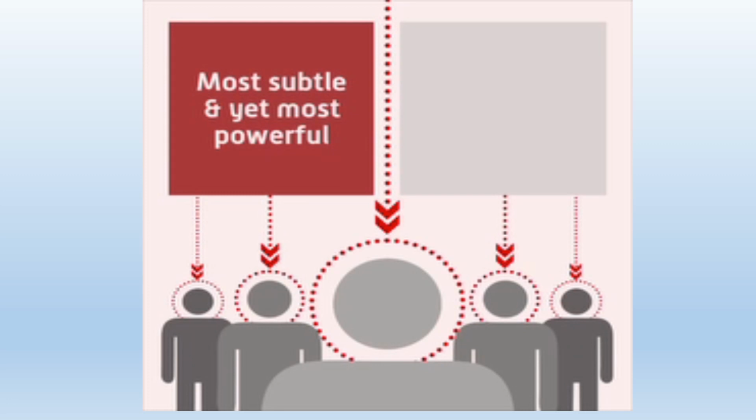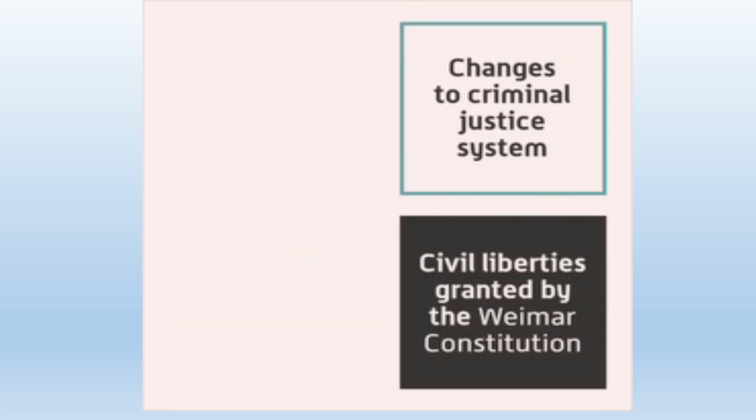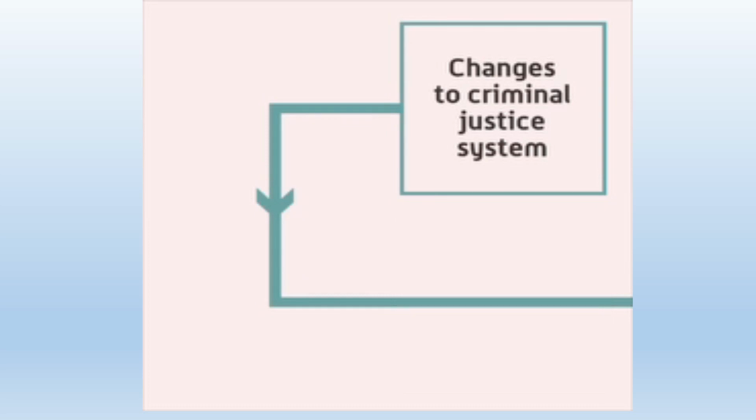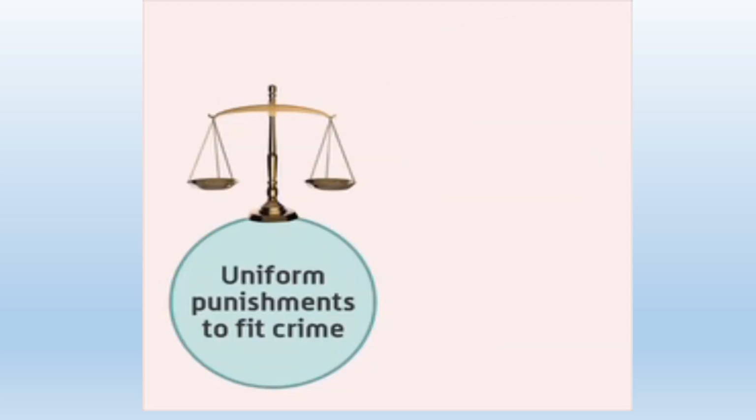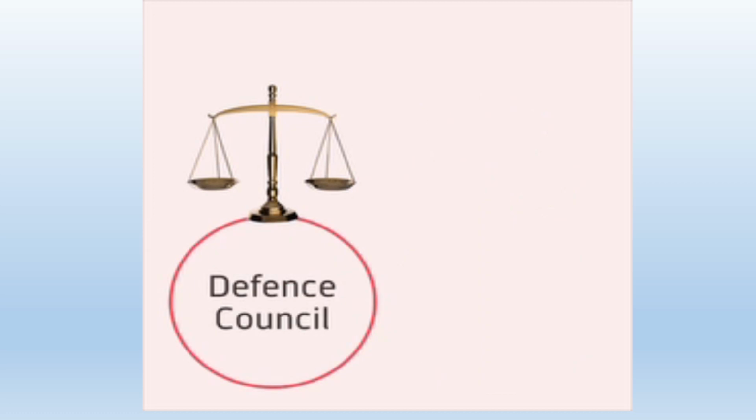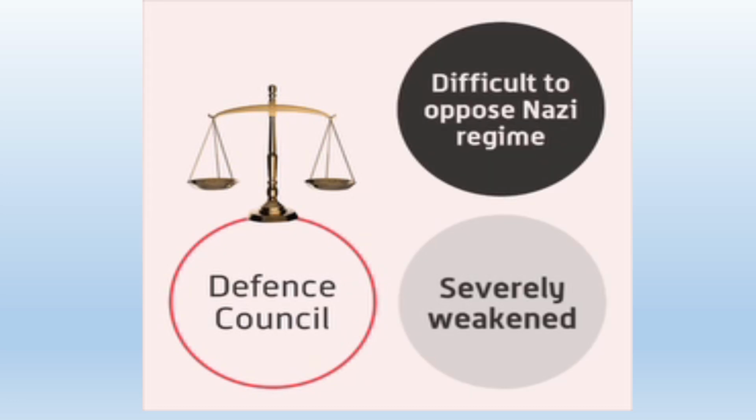Perhaps the most subtle and yet most powerful way of keeping the German people within their control was the changes the Nazis made to the criminal justice system. The civil liberties granted by the Weimar Constitution in the 1920s vanished under the Nazis. Lawyers were compelled to become members of the Nazi Lawyers Association. Instead of state prosecutors being held to a uniform system of punishments fitting the crime, they were free to punish individuals any way they saw fit. The role of the Defense Counsel, which is extremely important if defendants are to receive a fair trial, was severely weakened. All this made it very difficult for any individual or group to even consider opposing the Nazi regime.